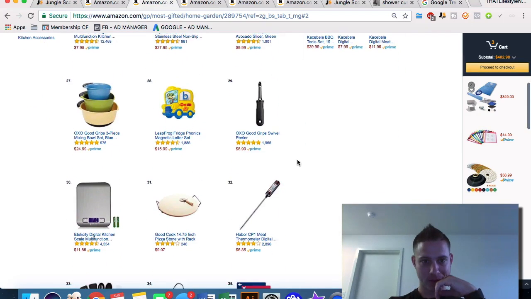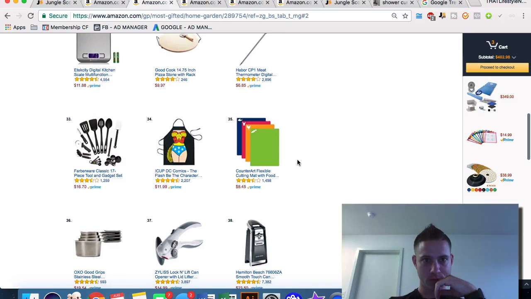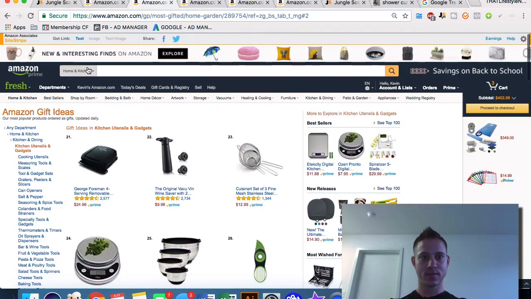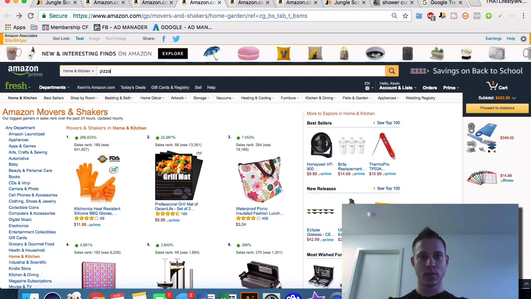Avocado slicer, it's random, but there's a ton of reviews for it. Pizza stone with rack. It's pretty random. Let's take a look at that. I'm gonna do it in a new window though. Pizza stone.